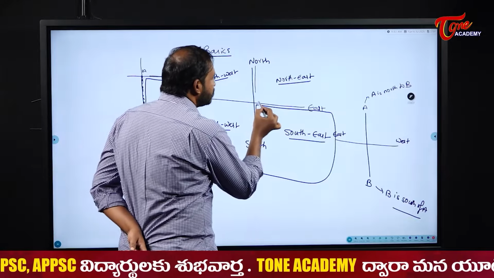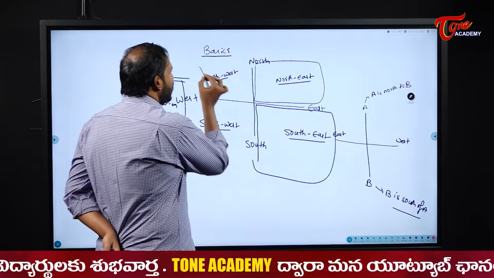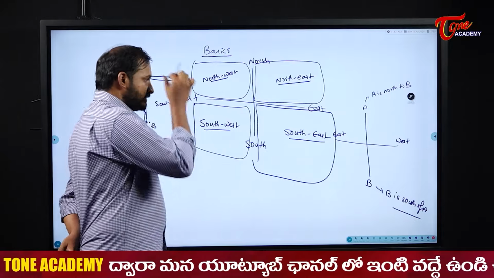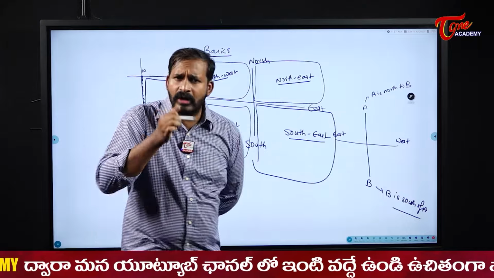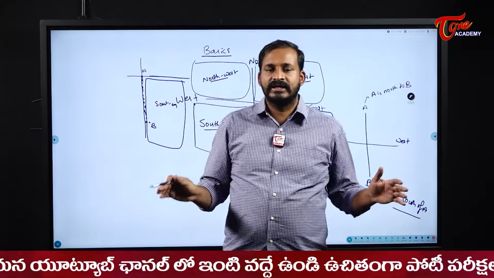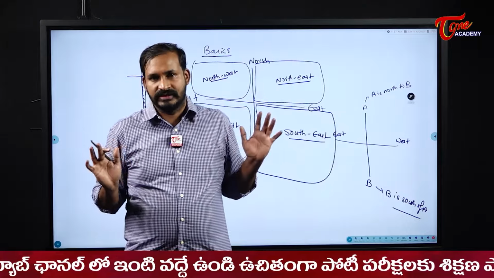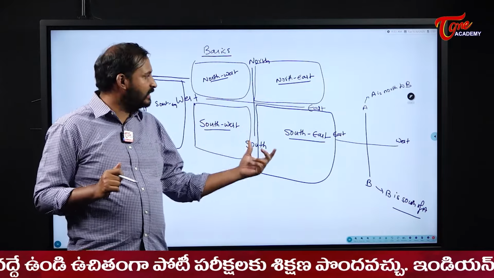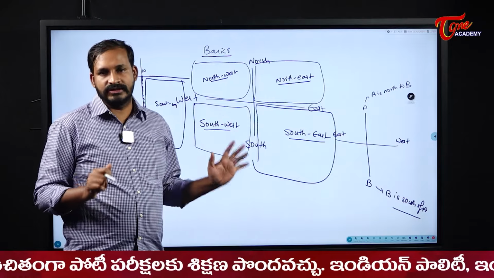This entire area falls under northeast, this area falls under northwest, and this area falls under southwest. So if they deviate by a small angle also, everything comes under southeast, northeast, northwest or southwest. Okay. So please keep this in your mind. At any cost, we are going to follow this rule.